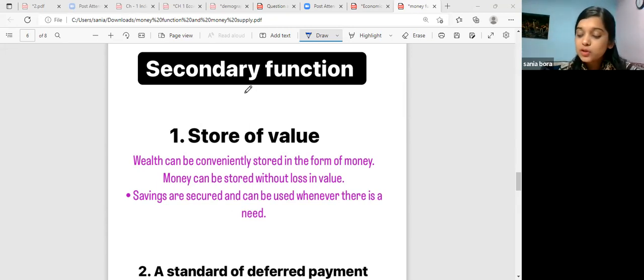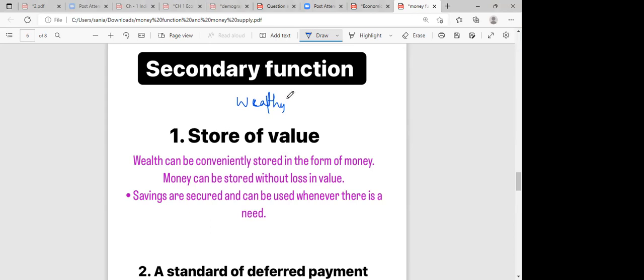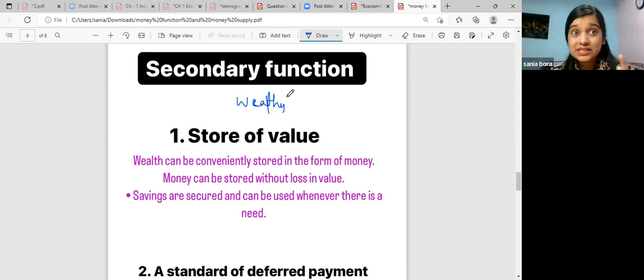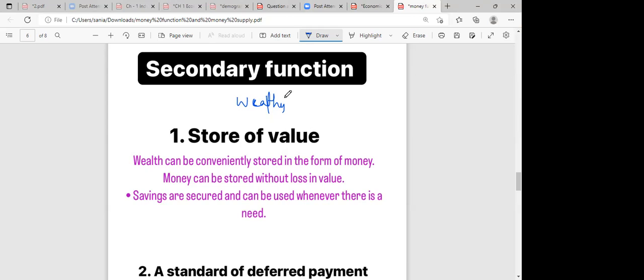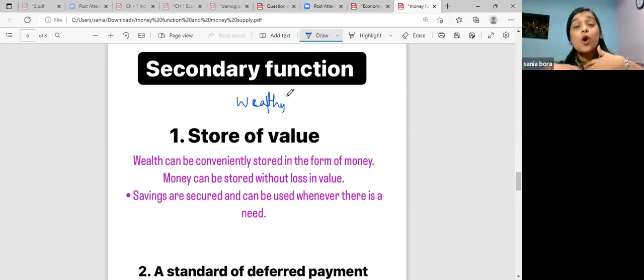See, if you will store your money, right? One day you will have lots of wealth. Storing means, for example, if I say this is a wealthy person, right? How can I say this is a wealthy person? Tell me. Why am I saying this is a wealthy person? What does he have? Because he has money. Yes, maybe because he has lots of money.